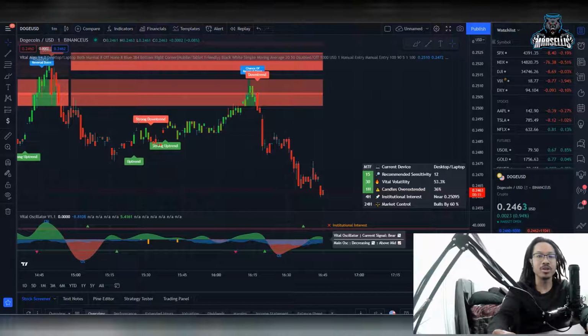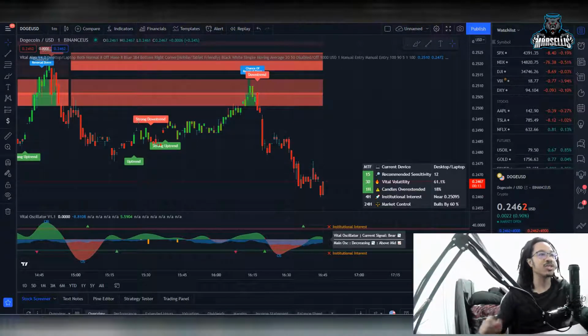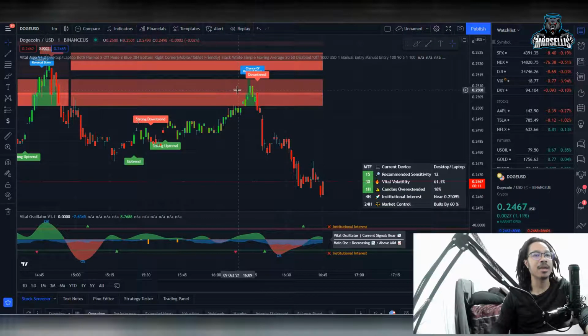We've got to go over Dogecoin here today. As you can see, we did get rejected at this resistance up here in this supply and demand area.